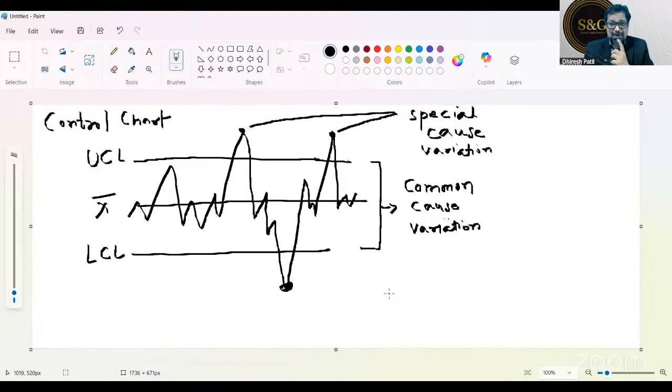I repeat again. For special cause variations, to identify and to eliminate special cause variation, we can use simple common sense. But to reduce the variation of common causes, we need tools like statistical process control and Six Sigma. How many of you got it? Just type yes in the chat box.